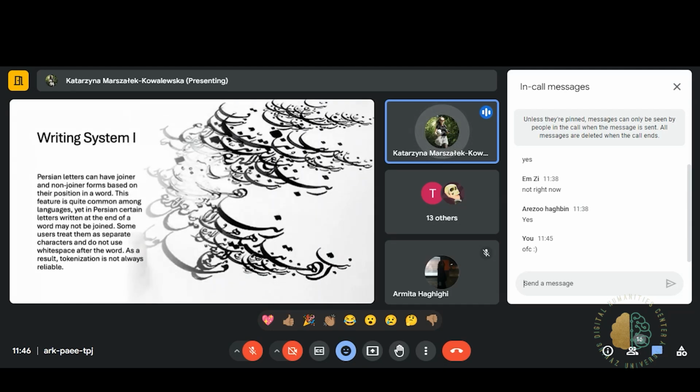Persian writing system poses a number of challenges for NLP. First of all, letters in Persian can have joiner and non-joiner forms based on the position they take in a word. Although this feature is quite common among different languages, in Persian, certain letters, when they are written at the end of the word, may not be joined. Some users may treat them as separate characters and not use a white space, which is of course the delimiter for words and phrases after that particular word. As a result, tokenization may not always be reliable.